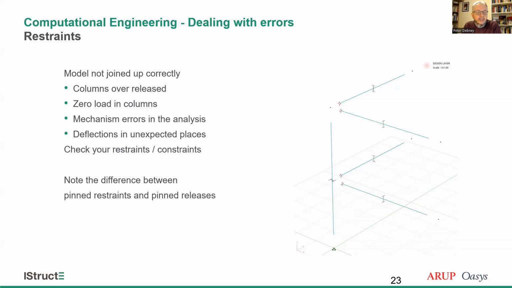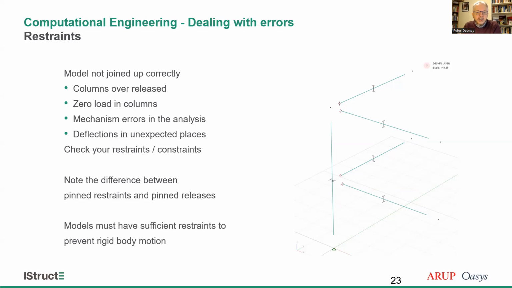They both begin with R, but a pinned restraint on the end of a beam will generate a reaction. It's fully restrained. It doesn't move. A pinned release will release the moments from the continuity. Deflections in unusual places. Again, are things you thought were restrained but actually not. Look at the deflections. Actually, animation on deflections can be very good for spotting things flapping about which you weren't expecting.